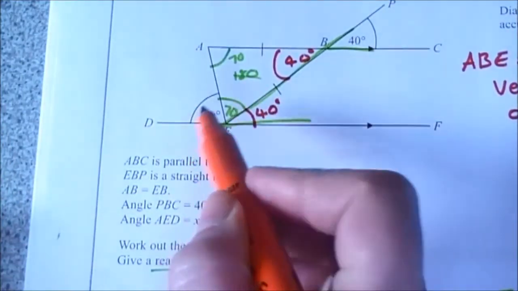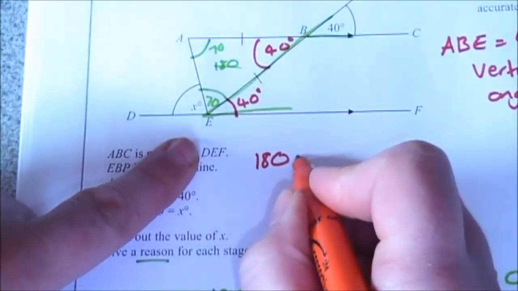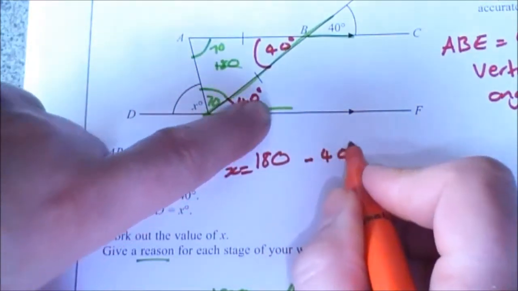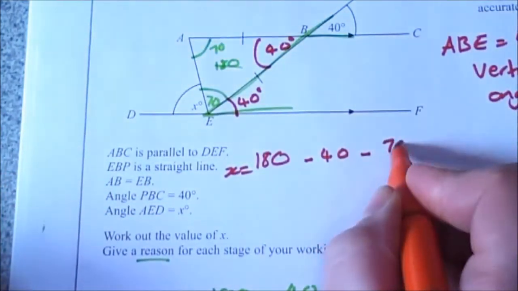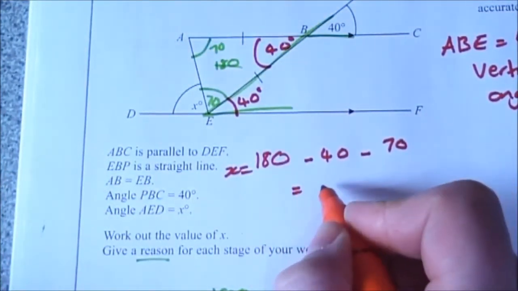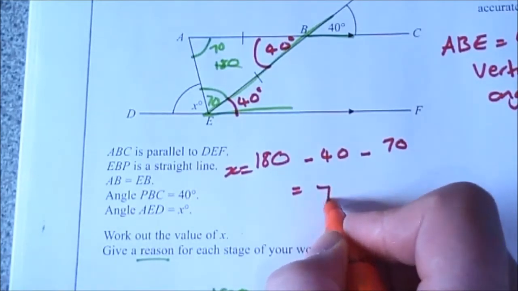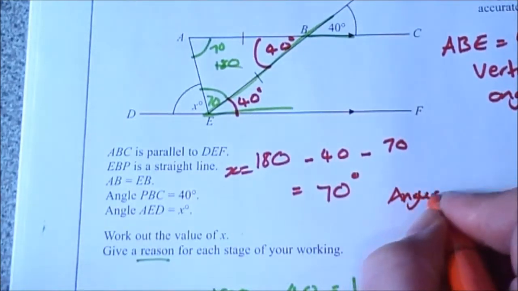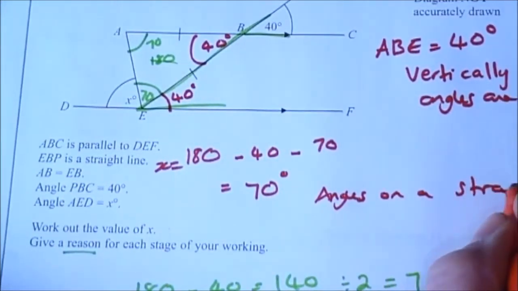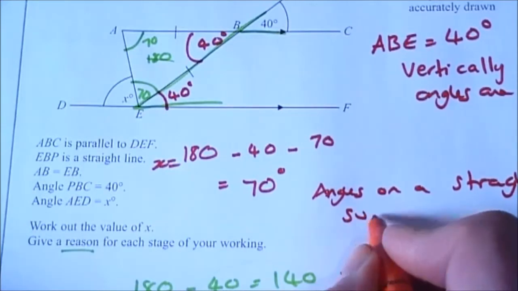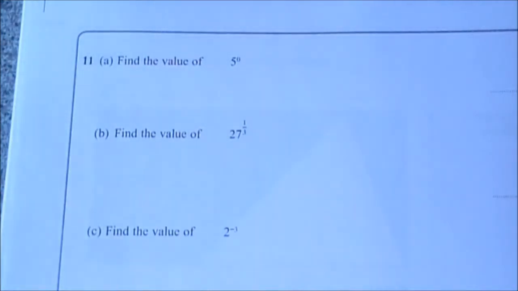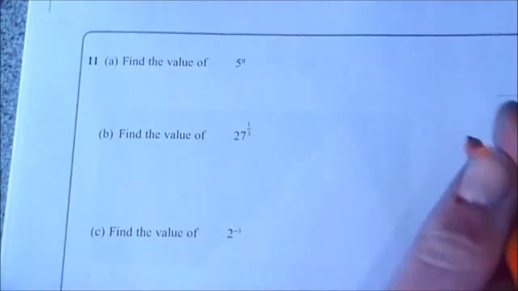So once I know that that's 40, I can do my final stage of working out, which is that angle X is going to be 180 degrees, take away that 40 degrees, take away that 70 degrees, and 180, take away 40, take away 70 equals 70 degrees. And if you wanted a reason for that, it's because angles on a straight line sum to 180 degrees. Question 11 is negative and fractional indices.